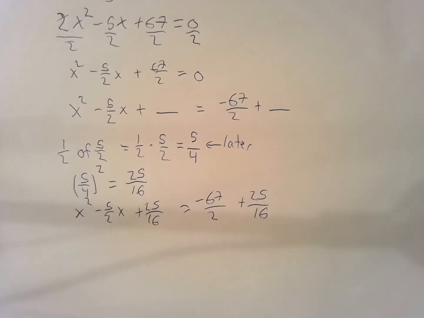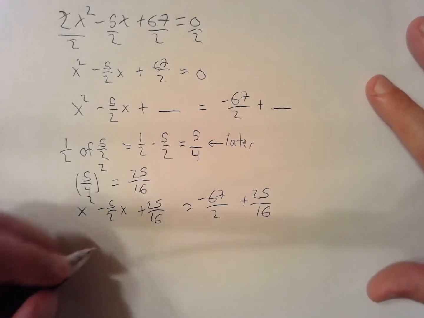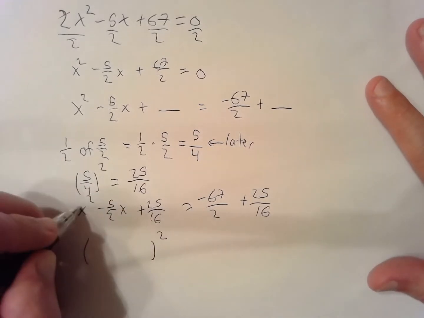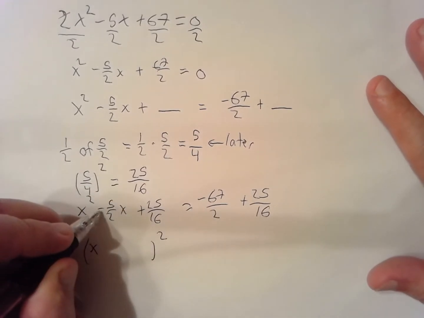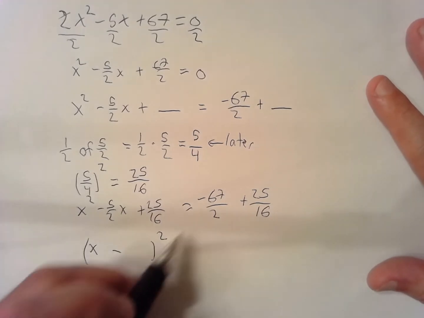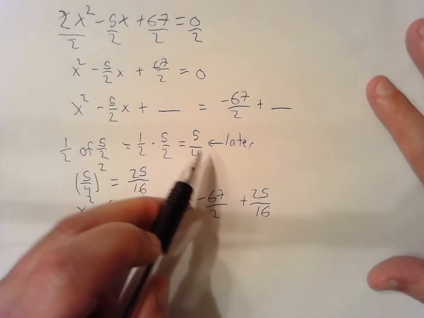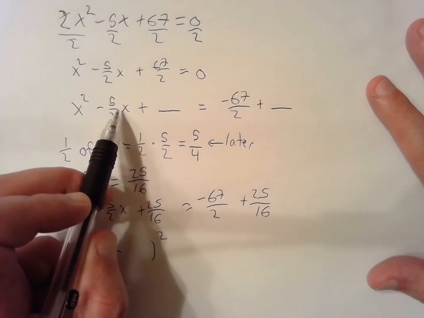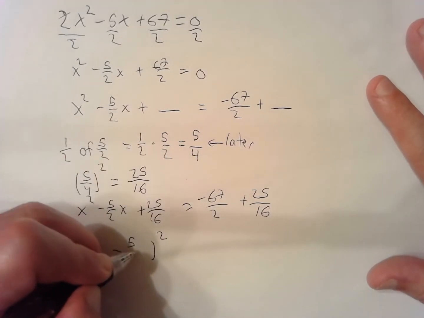Left side's easy. The left side's a piece of cake. Don't stress about the left side. Put your parentheses, squared, put your variable, put that symbol. If it's plus, put a plus. If it's a minus, put a minus. And then after that, the number you had up there before you squared it, half that middle number. It's always like that.